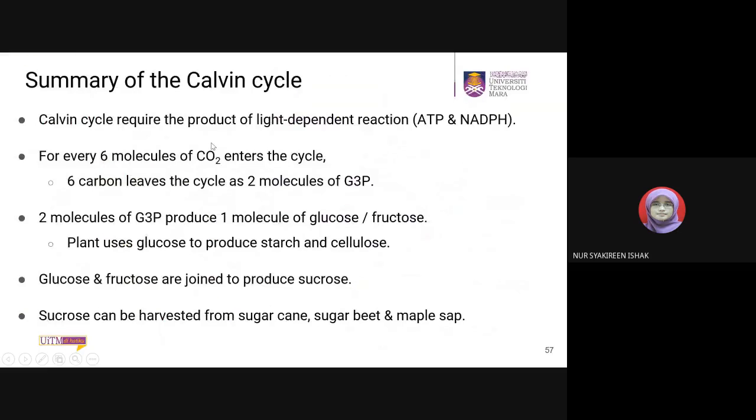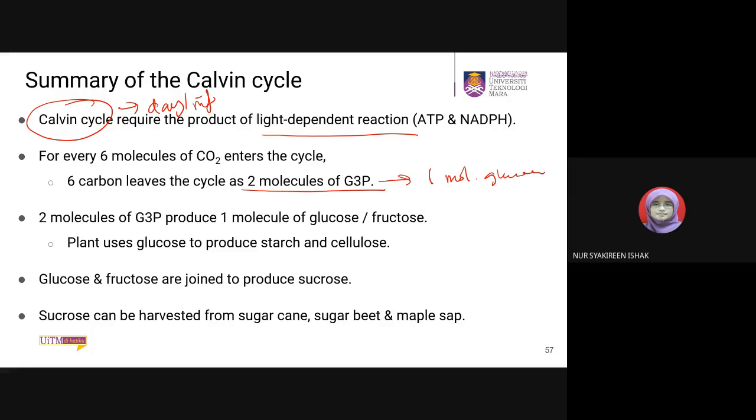Okay, so summary of the Calvin cycle requires the product of light dependent reaction. So walaupun dia nama dark reaction, tapi dia perlu berlaku during daylight. Okay, during daylight. So every 6 molecules of carbon dioxide enter the cycle, 6 carbon leave the cycle as 2 molecules of G3P, sebab 2 molekul ni akan hasilkan 1 molekul glucose. Okay, so 2 molecules of G3P produce 1 molecule of glucose or fructose.